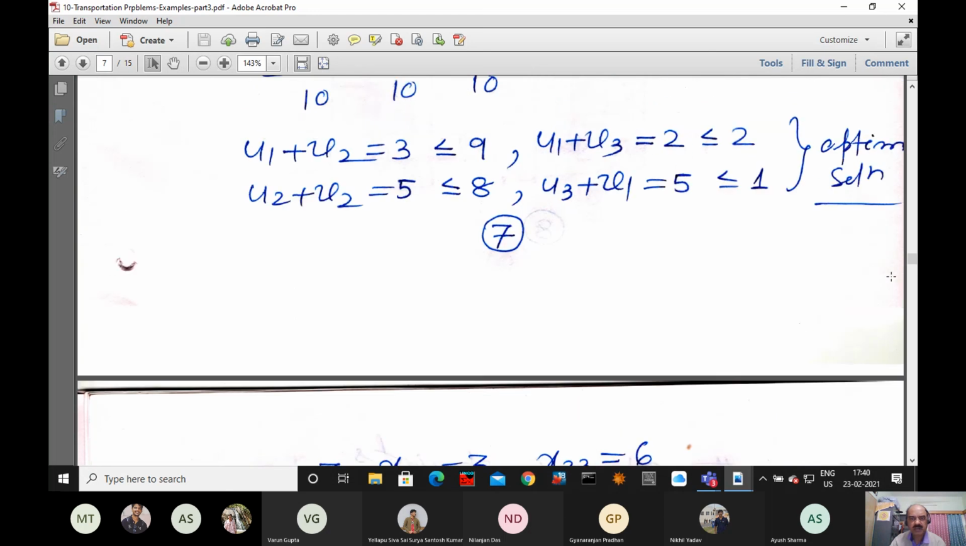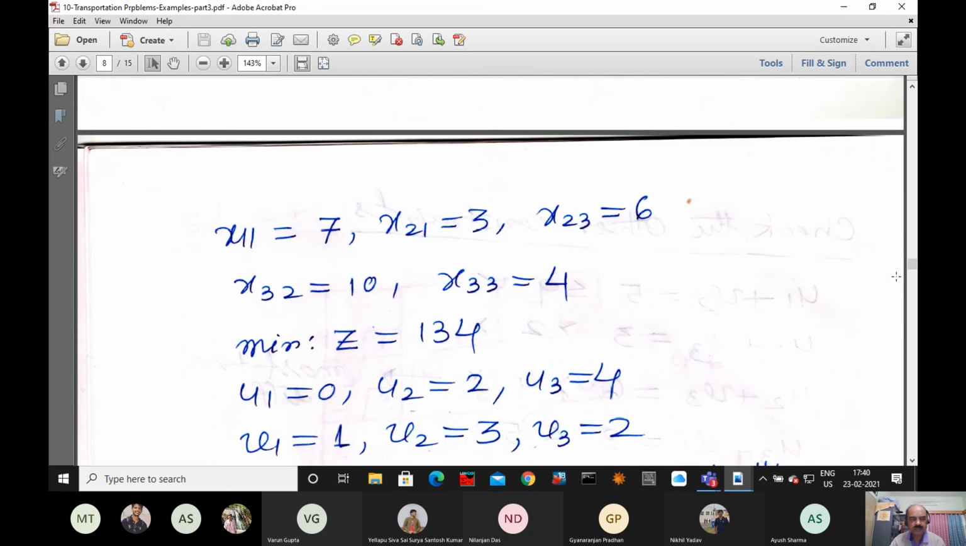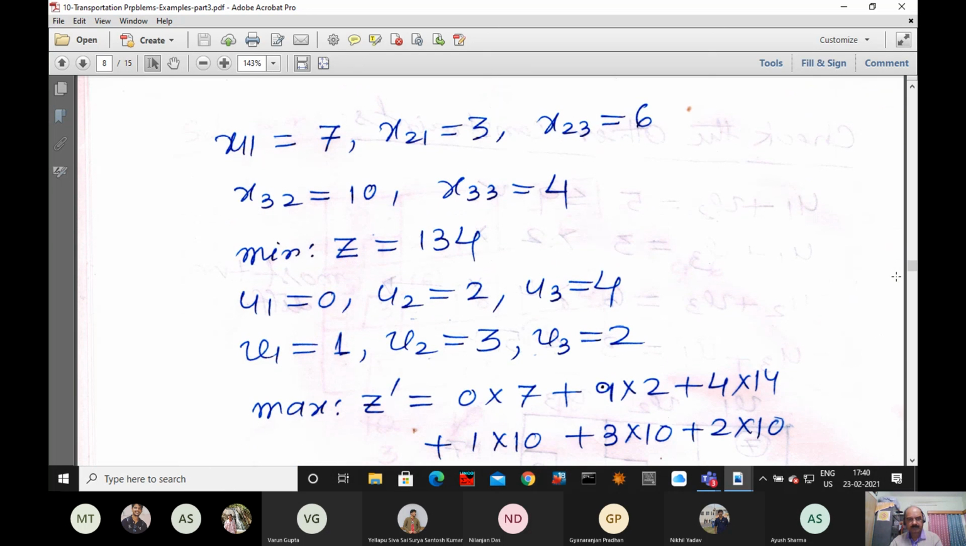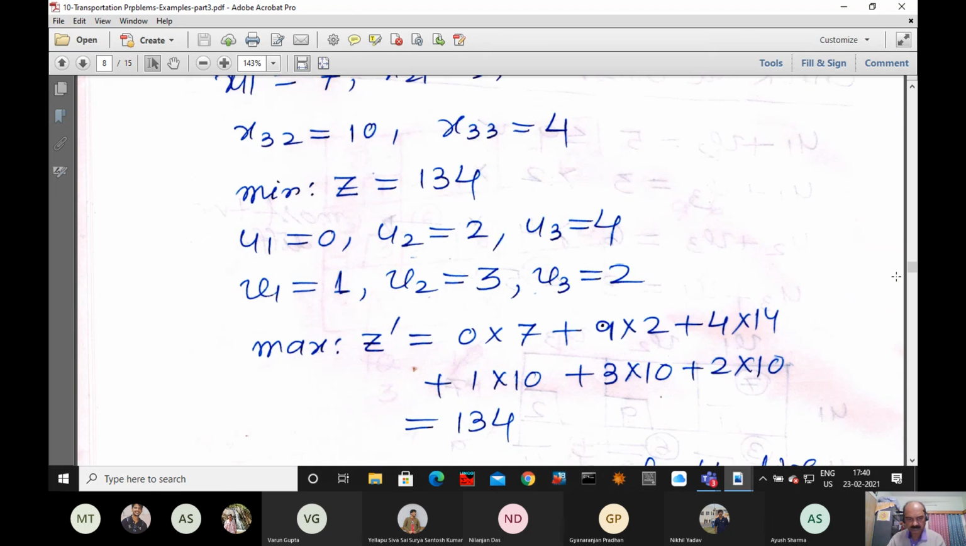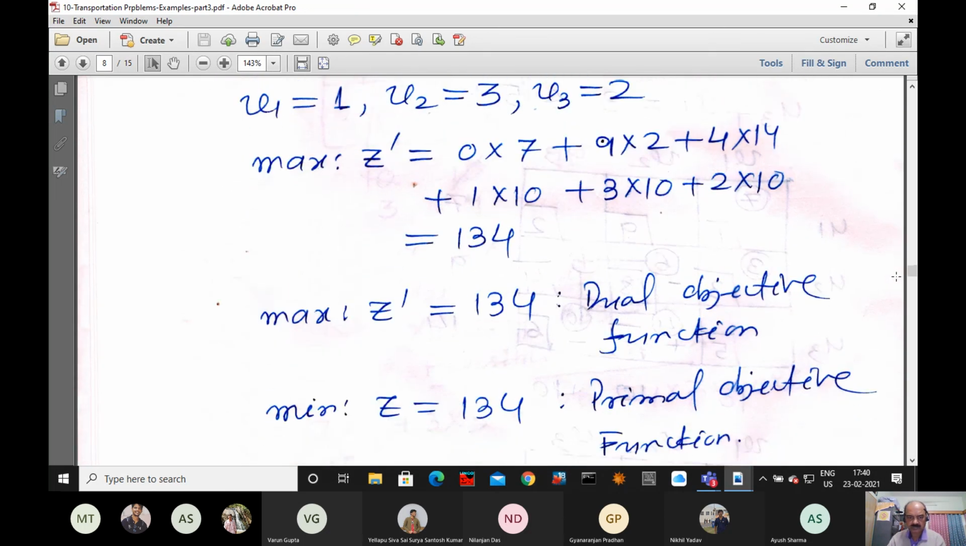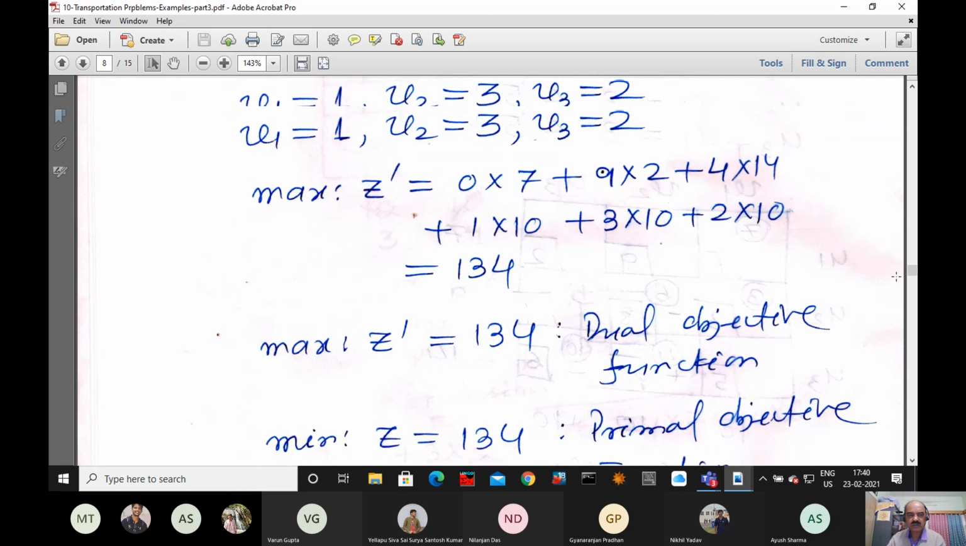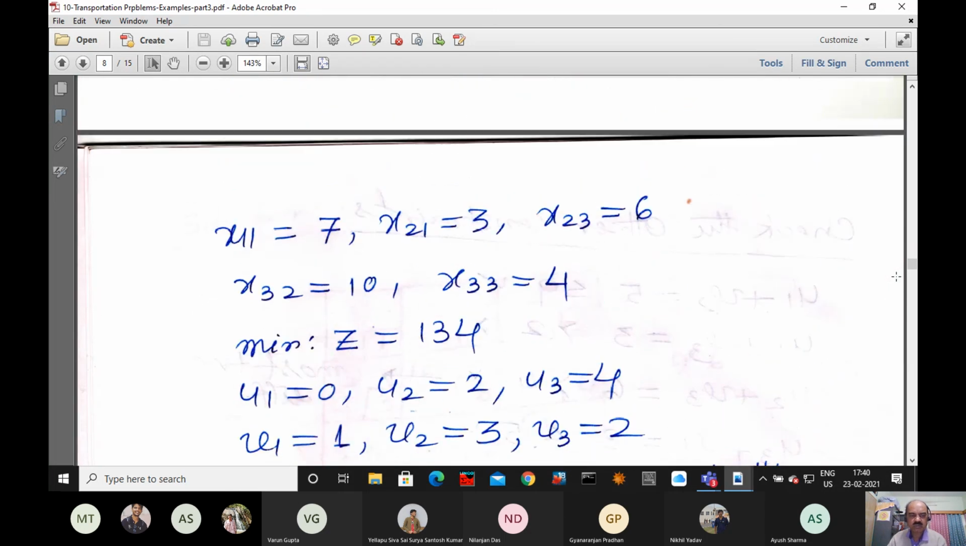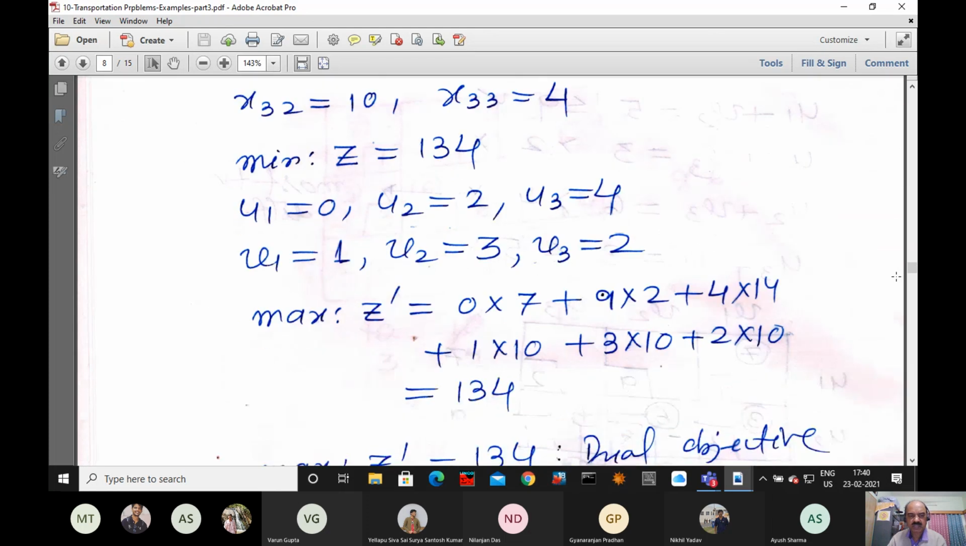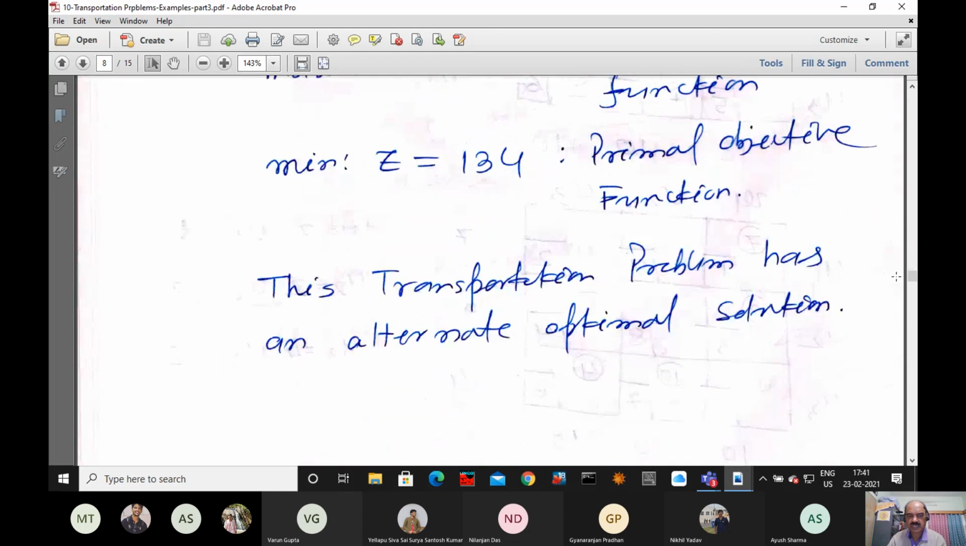But ultimately, how did you get the optimal solution? This says that we got 152, but the optimal solution is coming as 134, not 154. This problem also has an alternate optimal solution. Okay, so I will stop here.